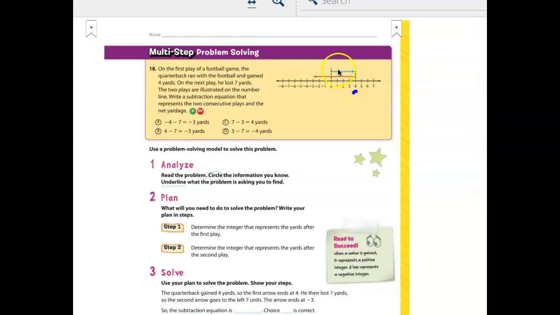Once we've gained that positive 4, that's what that blue arrow is, we stop on positive 4, then we actually took away a positive 7. So if you have a positive 4 and you take away positive 7 yards, you end up landing on negative 3. Now that I have gone through and looked at the picture, let's see which one matches. I want you to look at each of the 4 equations up here and decide whether it's going to be A, B, C, or D.